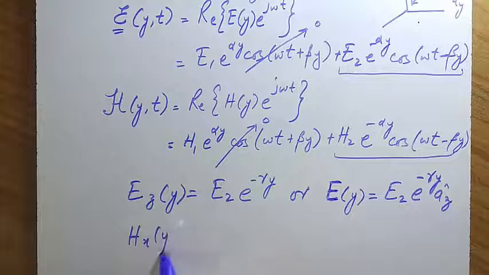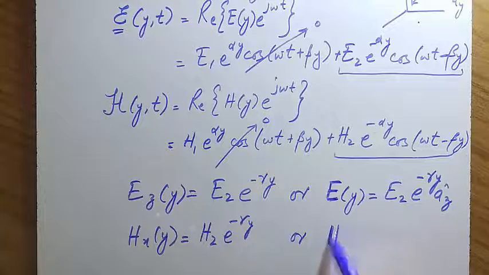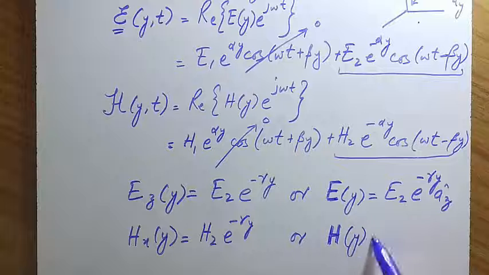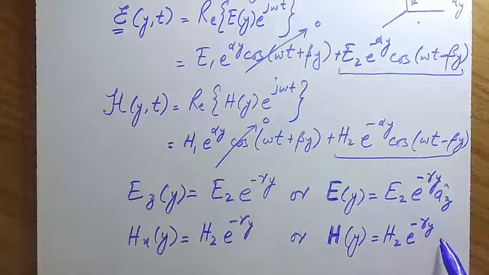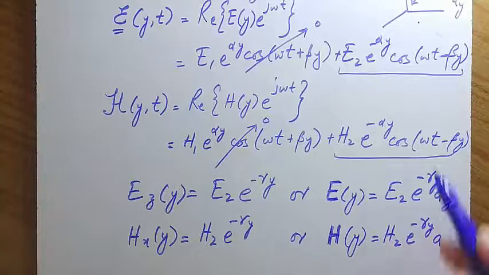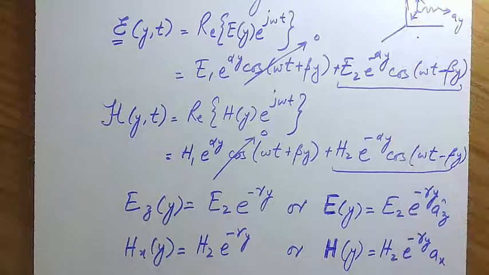Likewise, Hx of y is actually equal to H2 e power minus gamma y, or you can also say that if we have a bold H which represents the vector, then the magnitude of the vector is H2 e power minus gamma y, and the direction of the vector is ax, which we knew from the example we considered. So now, in order to find out the phase velocity and the wavelength for both the cases, let us go on.